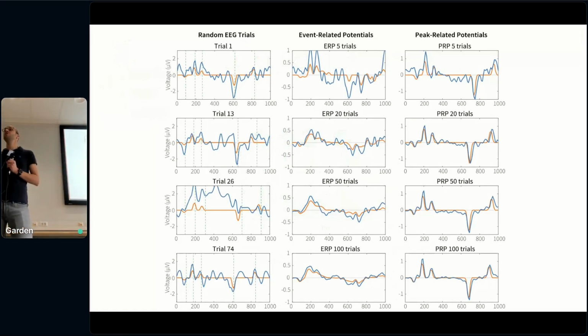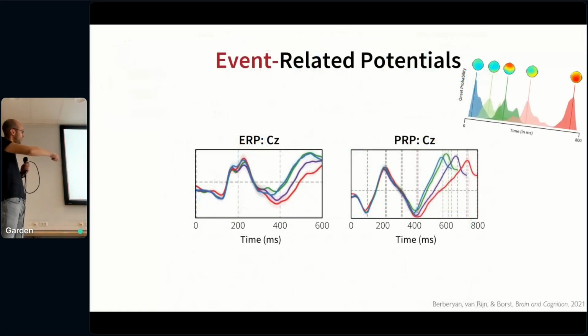Now, it's nice if this works in synthetic data. We can also do this in real data. This is a paper from one of my PhD students where we have a standard ERP, which is pretty nice, but broadens out a little bit at the end. And if we do this peak-related potential, we get very sharp peaks in our data.